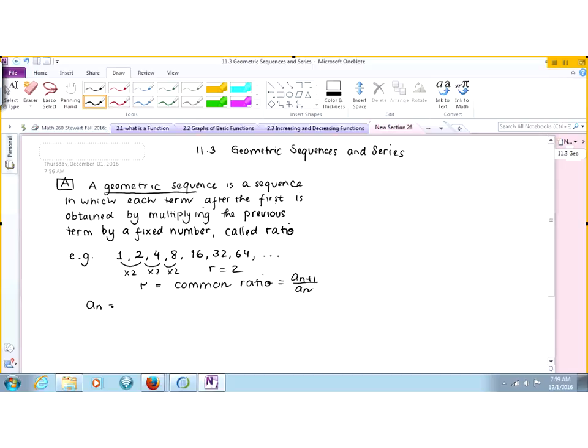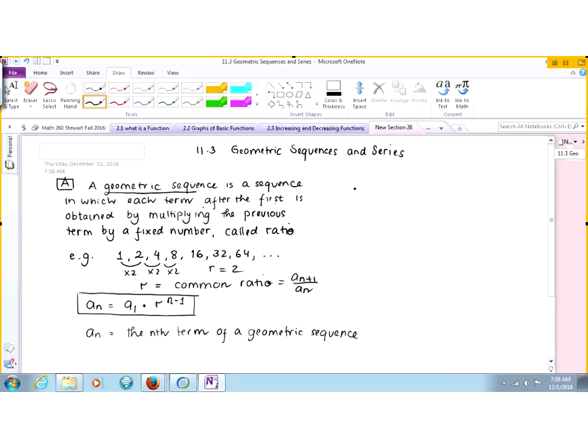Now, what is a(n)? a(n) is the nth term of a geometric sequence. What do you think the formula will be? It's a1 multiplied by R, how many R's? R raised to the n minus 1.